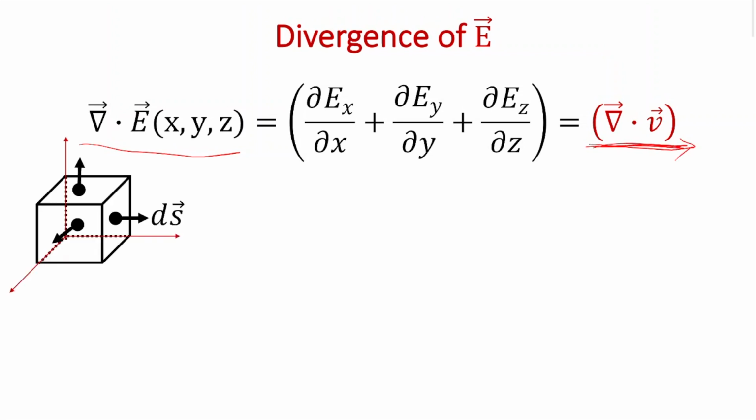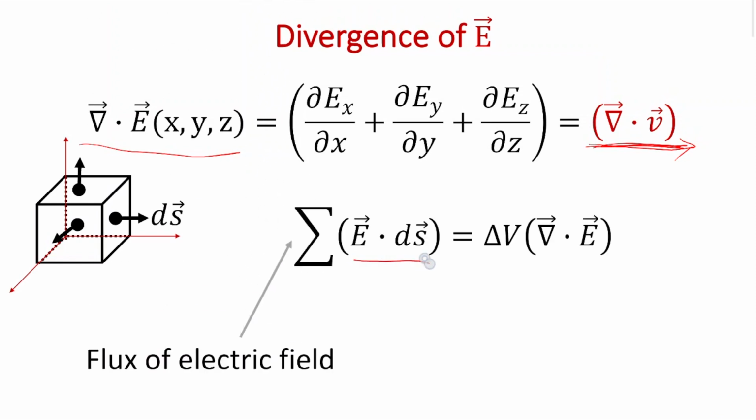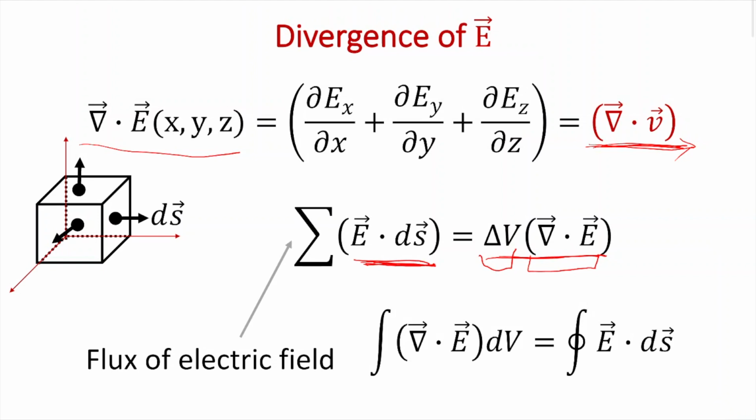Similar to the fluid case, we can also take the area here, and we can see that E dot ds for the electric field is also equal to del V into the divergence of electric field. This way we can write the divergence theorem for the electric field, which is the integration of del dot E into dV, which is equal to the surface integration of E dot ds. So we already have seen the divergence theorem.